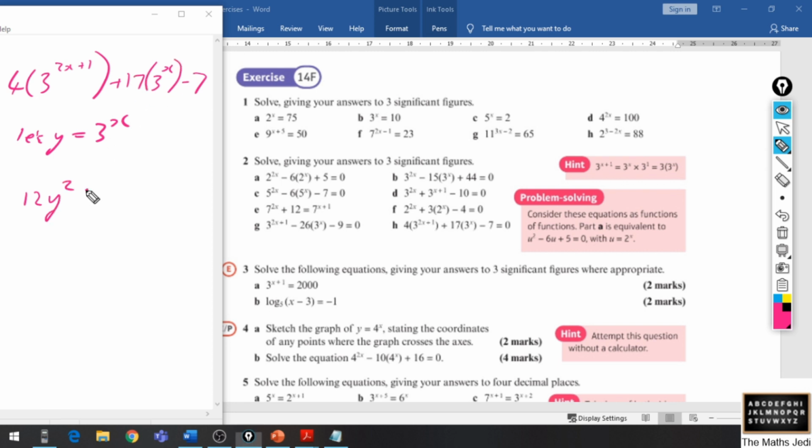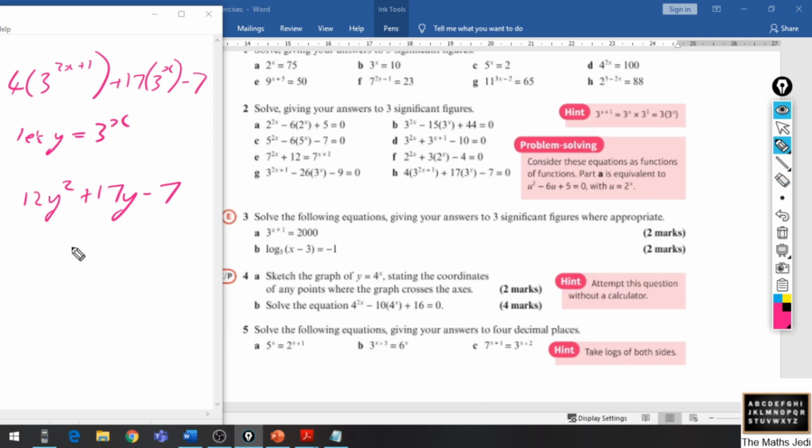And then here it's 17y minus 7. Just that again, just so you're clear about that. You know that this is this because of the rules of indices. This was y squared. And this is 3. So it's 3y squared and then multiply by the 4 to get the 12y squared. So hopefully that's straightforward. Once you get a quadratic, you can solve that quadratic.